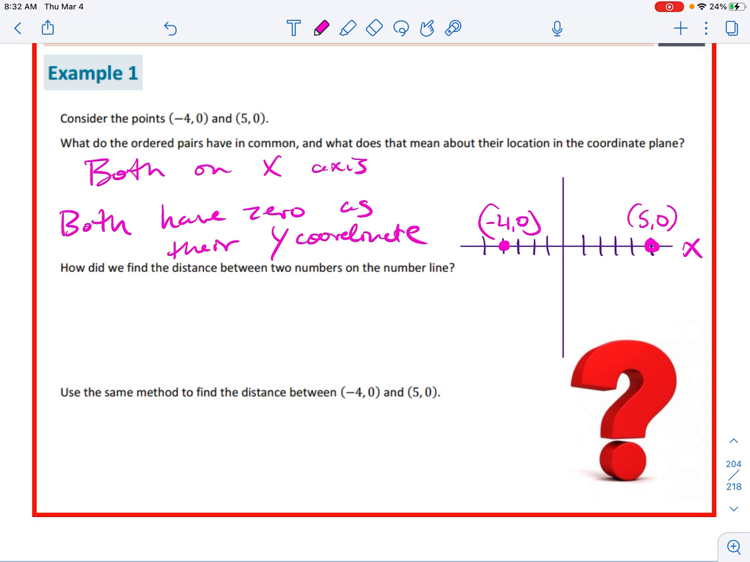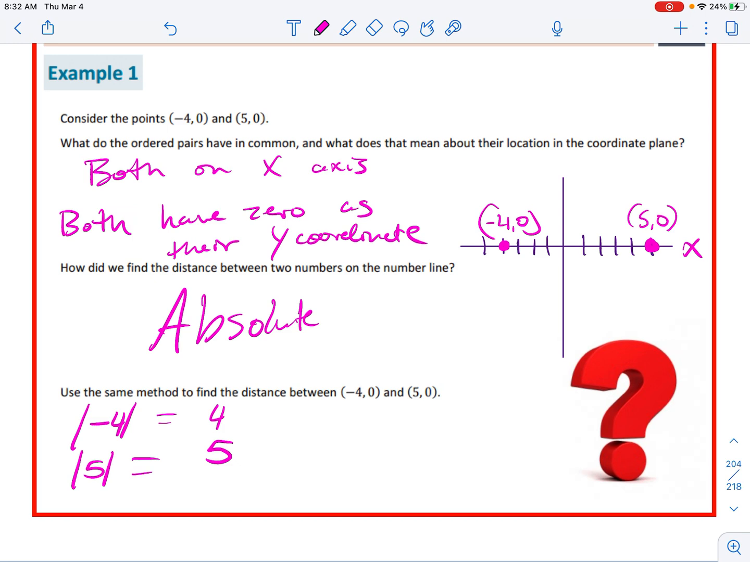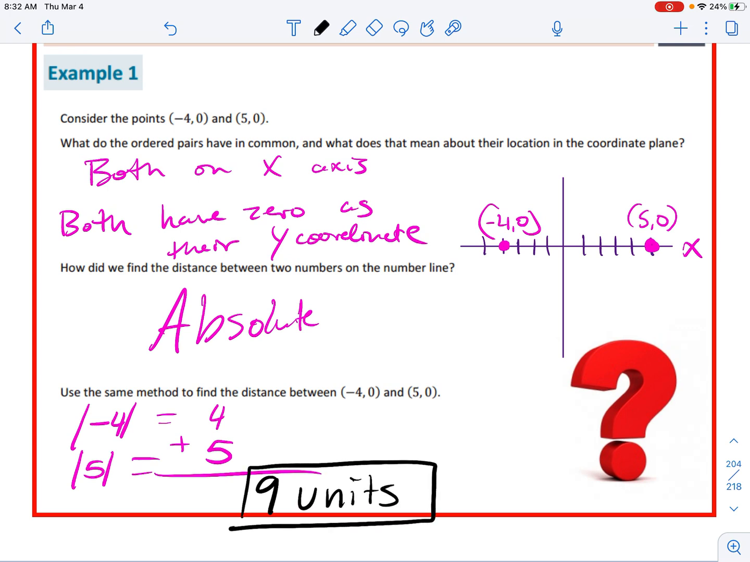Now, how did we find the distance between these two numbers? Well, let's go ahead and use absolute value to find the distance. We could just count the tick marks in between these 2 points, but let's use absolute value. So we have -4. The absolute value of -4 is 4. We have 5, and the absolute value of 5 is 5. We add these two up, and we get 9 units as the distance.